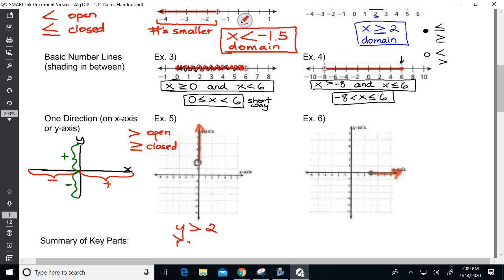And that's your range because you are on the y-axis. Again, range goes up and down. Domain goes left to right. Any questions on example 5?